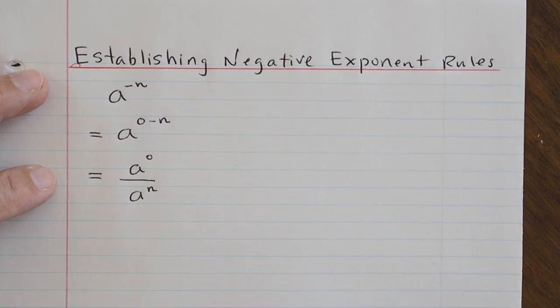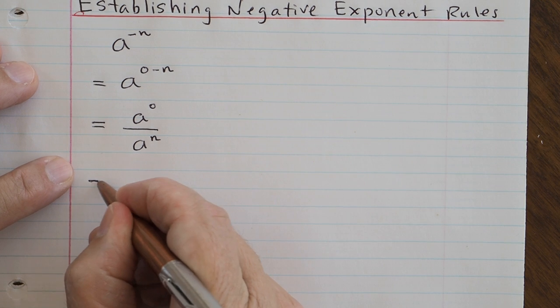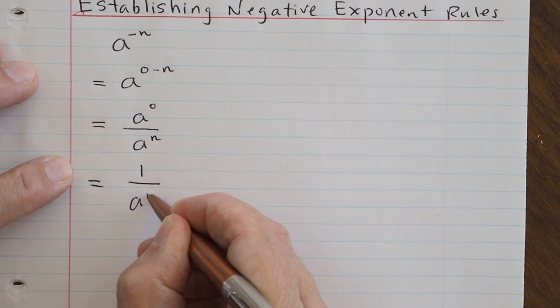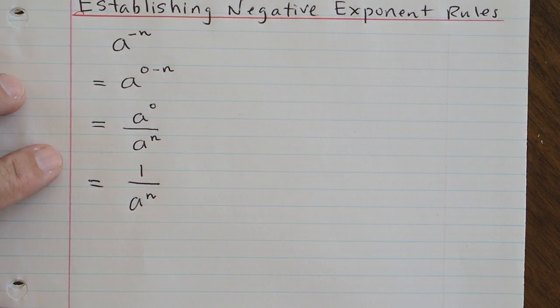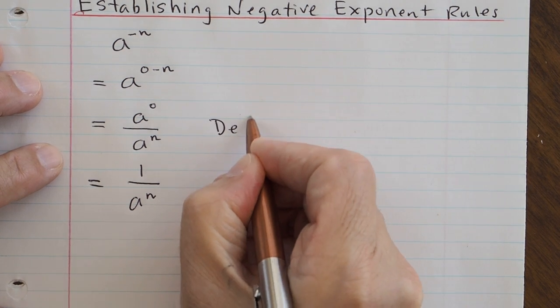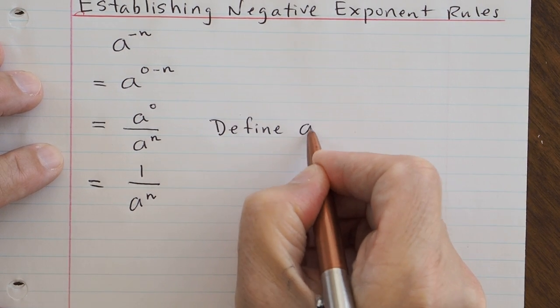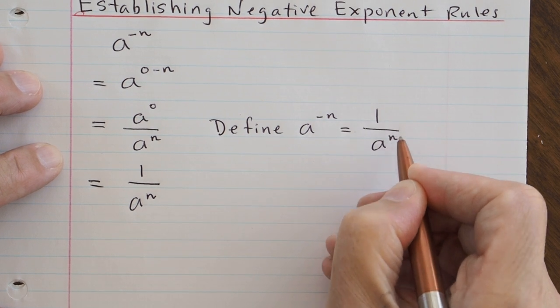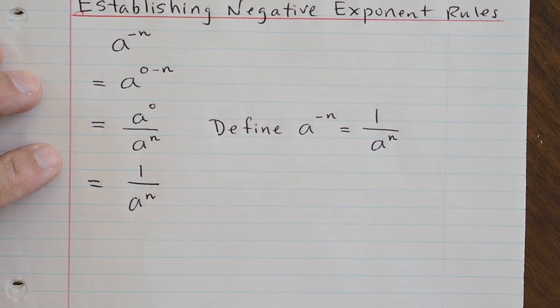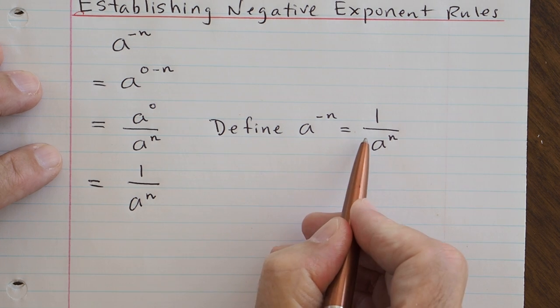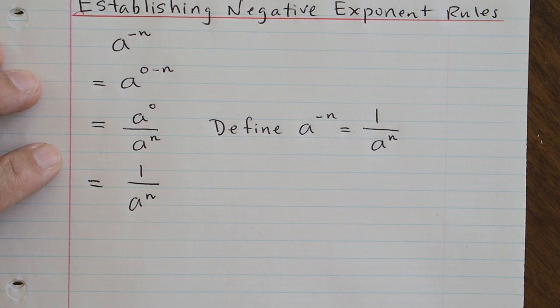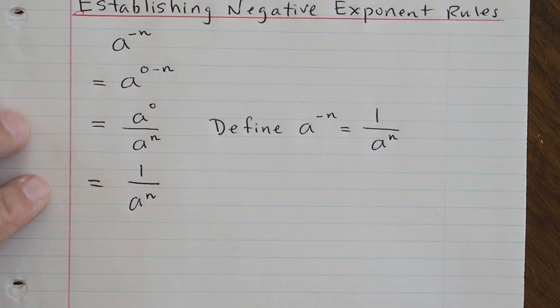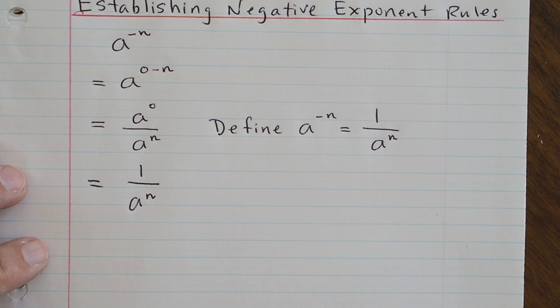But a to the 0 is 1. So I should write this as 1 over a to the n. And that gives us our first rule. We define a to the negative n to be 1 over a to the positive version of that exponent n. Now that's defined to be that way so that negative exponents behave consistently with positive exponents when sharing the same power rules. There are two other circumstances that we should look at.